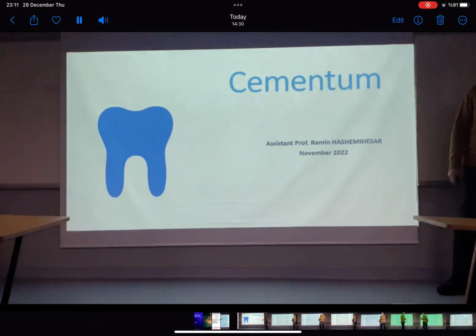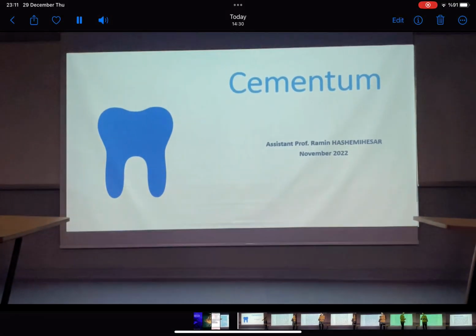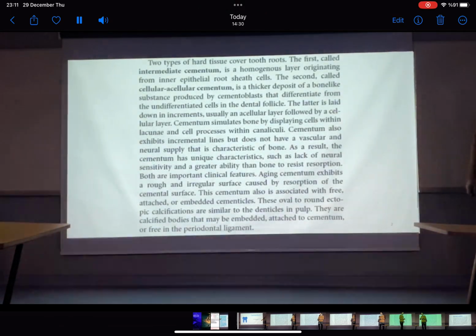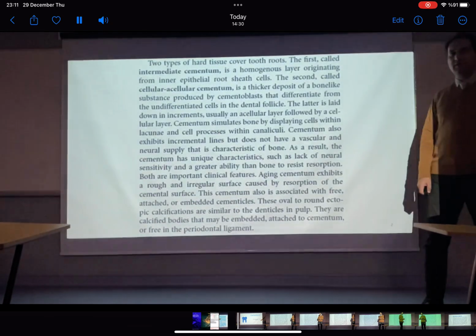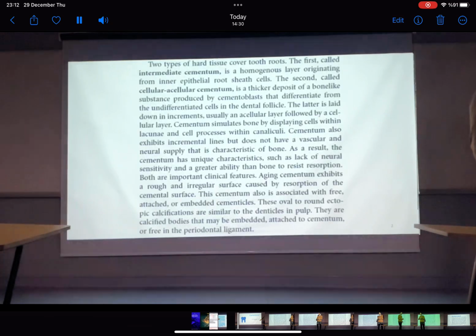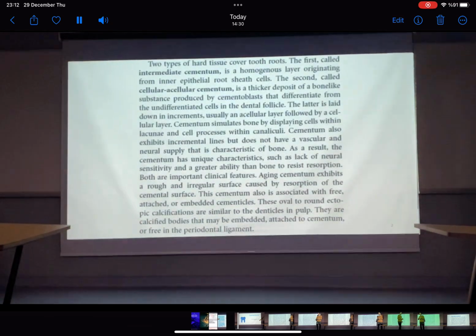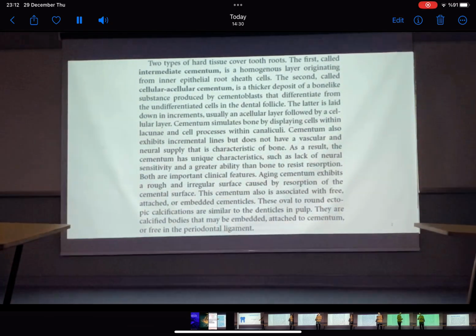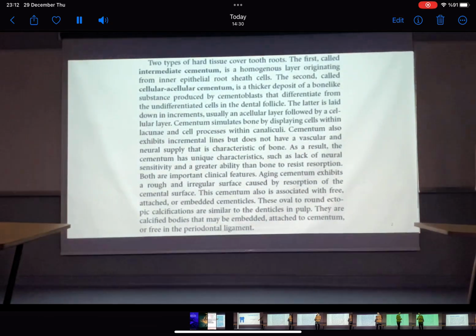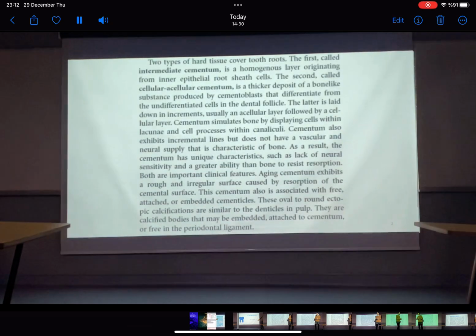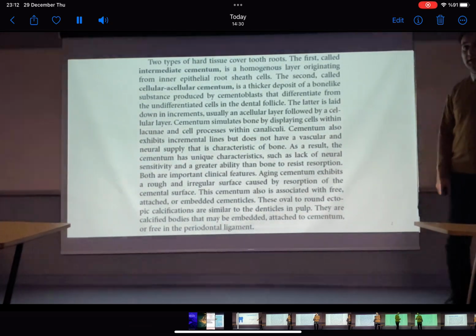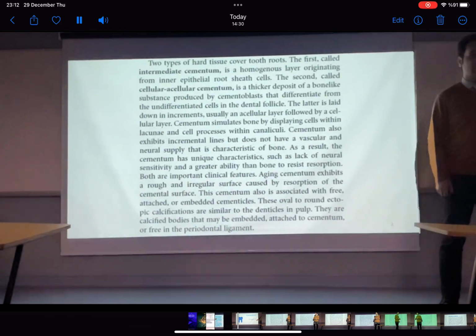About the cementum. What is the cementum? Cementum covers the surface of our teeth on the inner side. The outer side of dentin in the root part and also in the cervical part of teeth is covered with cementum. Cementum has different thicknesses in different sides.